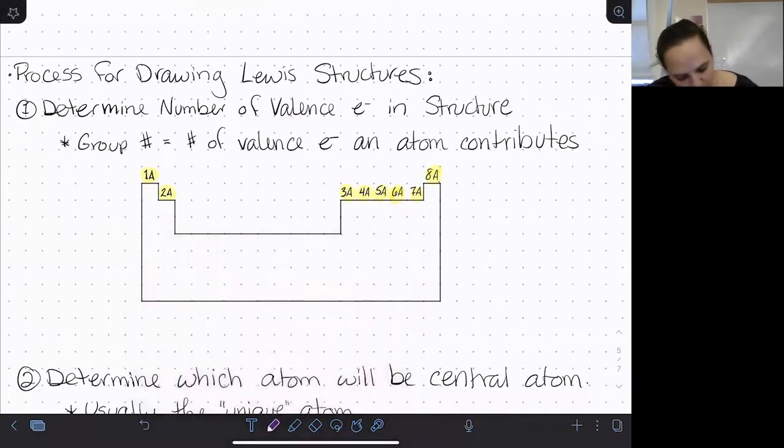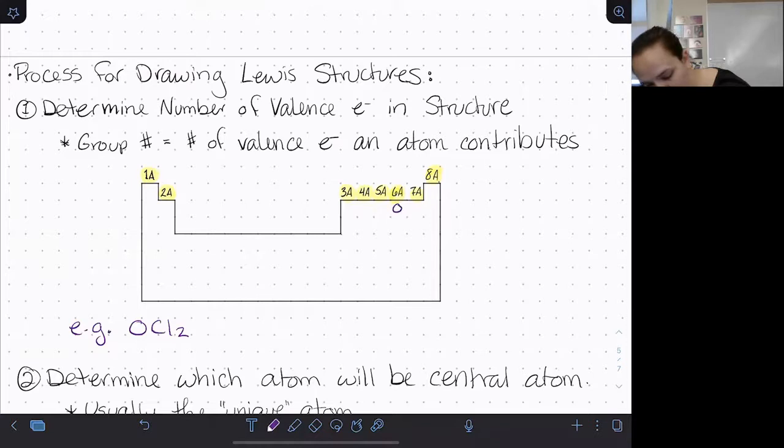So we're going to work through an example step by step. We are going to do the molecule OCl2. So if we want to figure out how many valence electrons are going to be in this molecule, we first need to identify where these elements are on the periodic table. So oxygen is right here in group 6. Chlorine is below it and over a column in group 7.